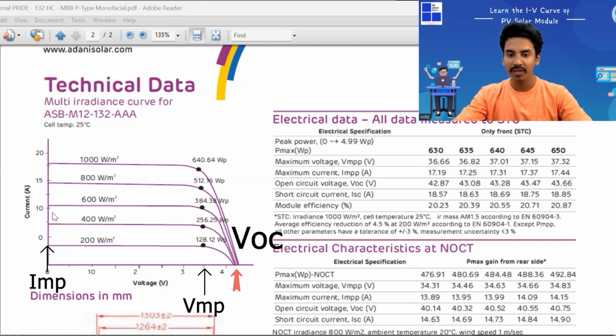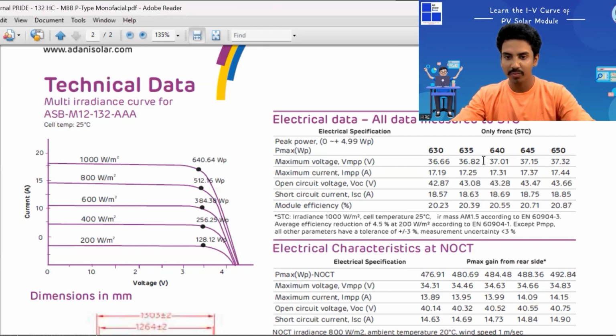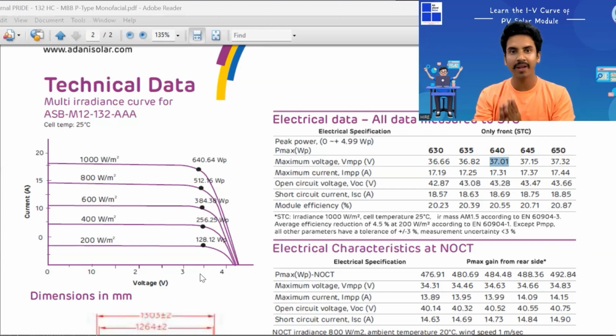So with this 200 watt per meter square, the IMP value is below 2. That means the voltage is almost nearly constant. This point is near 38 or something near that voltage, and you can also check the VMP here. So for the 640, the VMP is 37.01. So this specific point is 37.01 here, and this VMP will be stable.